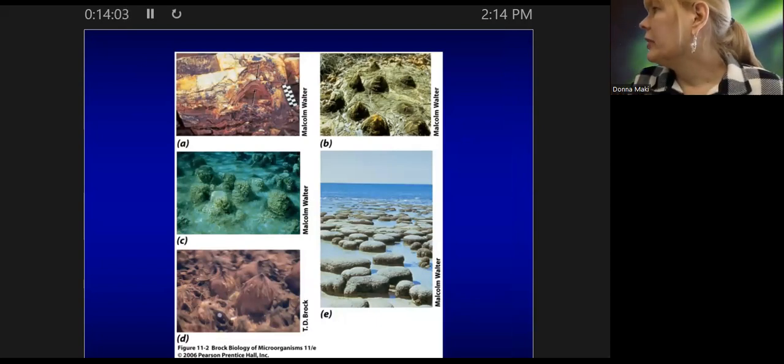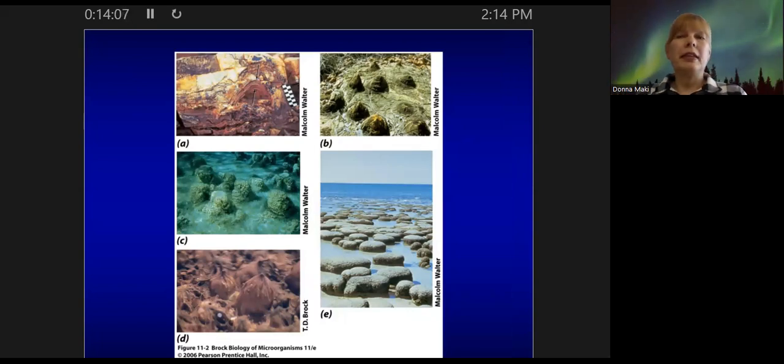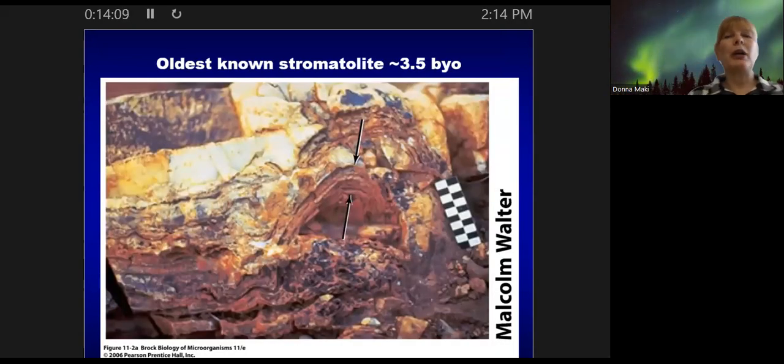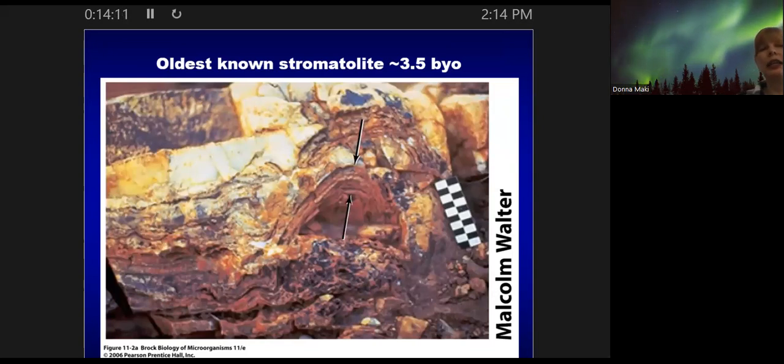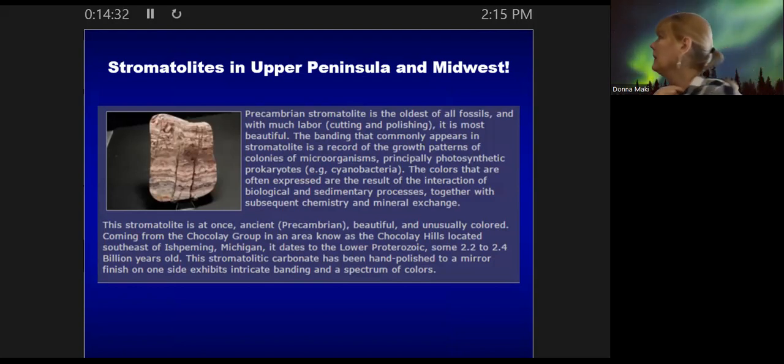These are just different views and sizes of stromatolites. This stromatolite here that they've taken a sample of, you can see the layering of the microbes landing. And so this one's about 3.5 billion years old. And then, believe it or not, there's actually stromatolites here in the UP. And so this is an example of one of them.